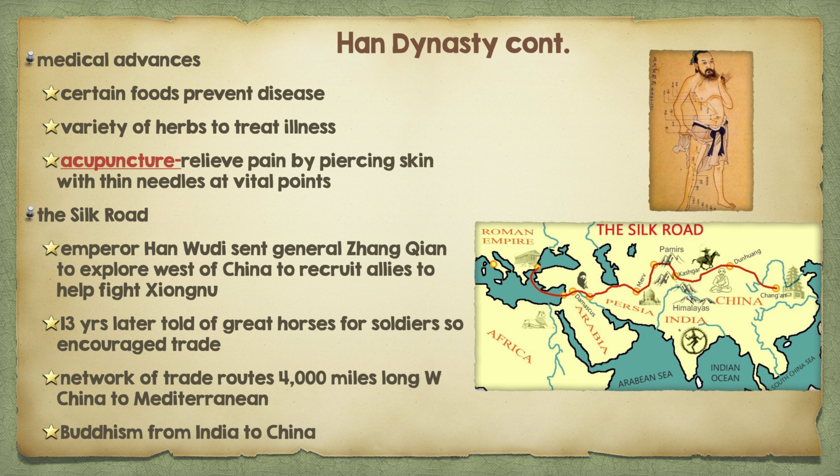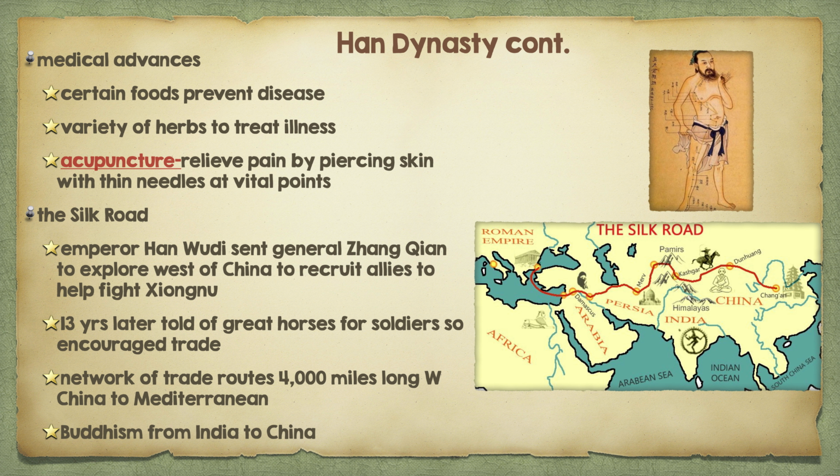And then I mentioned, okay, so the Silk Road. So the trade is going to expand, and the way that that happens is Hanwudi, the emperor, sends out his general to go try to find people who will help fight against those nomads in the north, the Xiongnu. And so Zhang Qian is the general, and he is told to go out and explore west and look and see what you can find for people to help us.